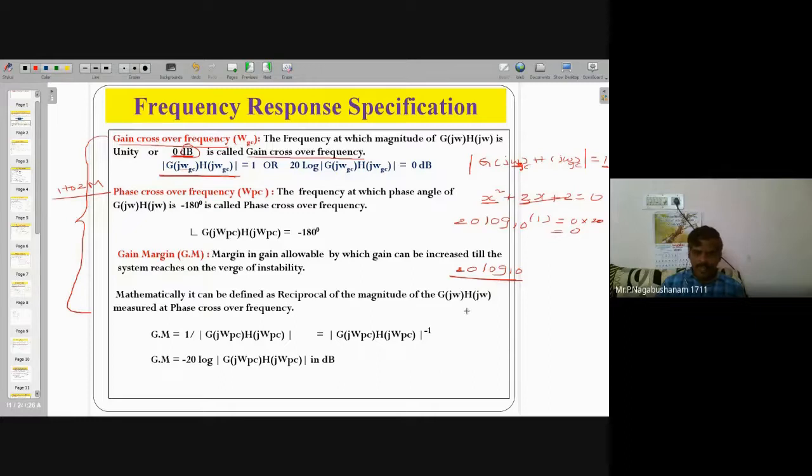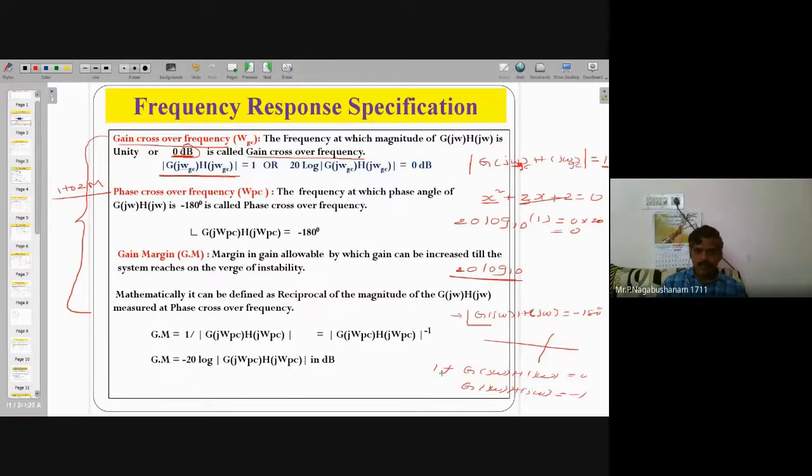The angle of G of j omega, H of j omega is equal to minus 180 degrees. Why I'm saying minus 180 degrees: the characteristic equation is 1 plus G of s, H of s equal to 0. Send this plus 1 to the right side, then replace s equal to j omega. G of j omega, H of j omega is equal to minus 1. Modulus, that is magnitude, equal to 1. From the characteristic equation only, I got these two definitions.